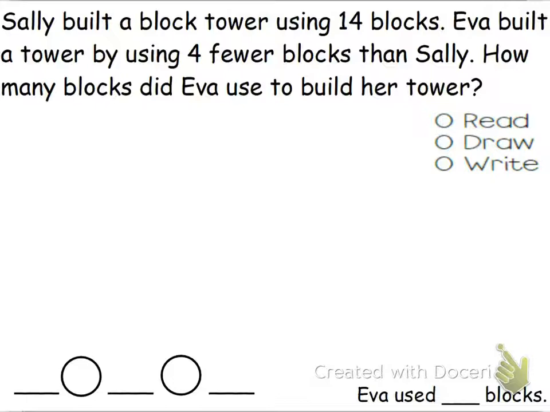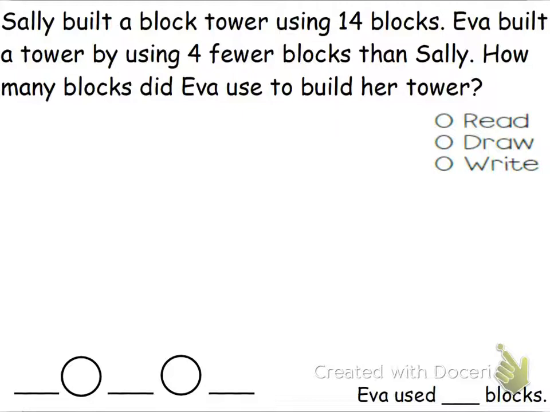All right, so I'm going to read it for you. It says, Sally built a block tower using 14 blocks. Eva built a tower by using 4 fewer blocks than Sally. How many blocks did Eva use to build her tower? All right, guys, if you would like to do this on your own, you could stop it right now to solve it.